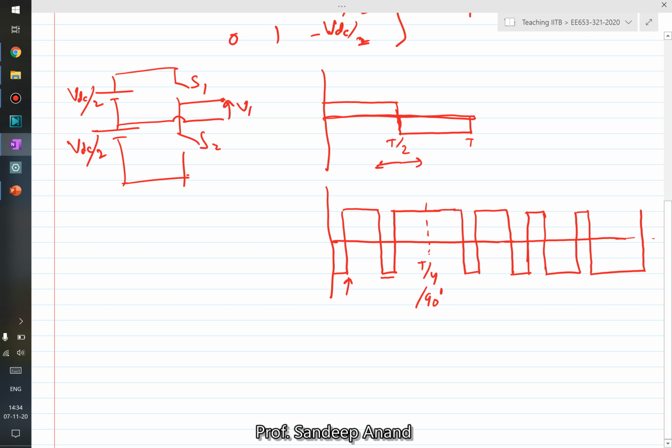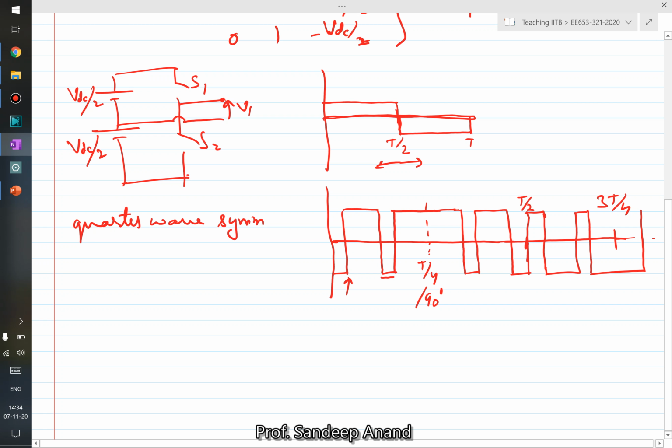And so on, right? So this is 3T by 4. This point here is T by 2. So for this waveform, we would like to have quarter wave symmetry, and that would ensure there are no even harmonics, right? So if you see this waveform, let me draw the above waveform also on the same time axis, so it's easier to compare.